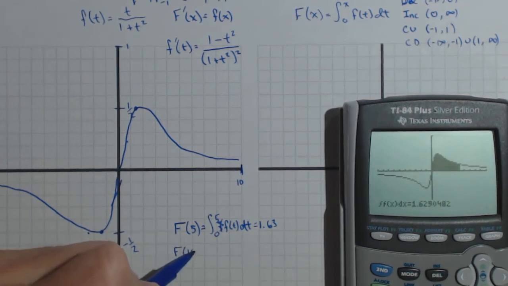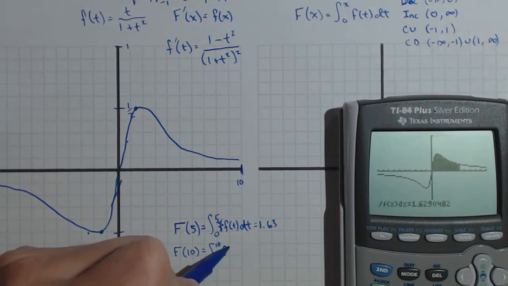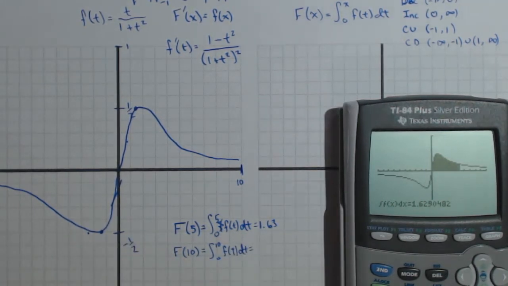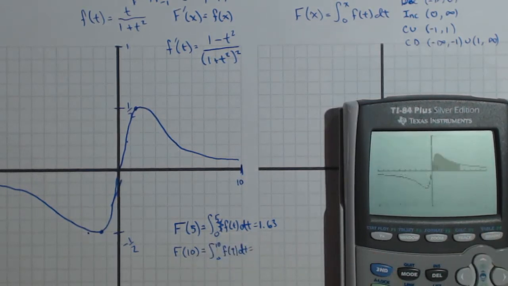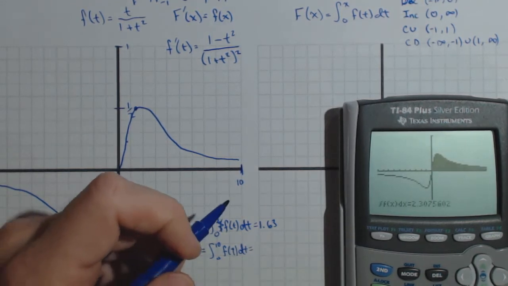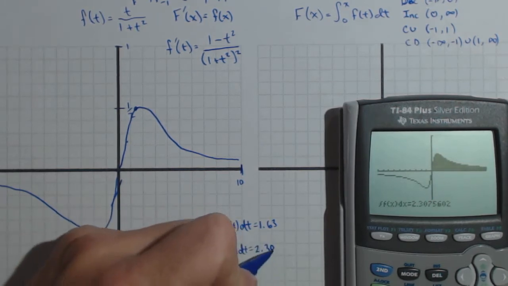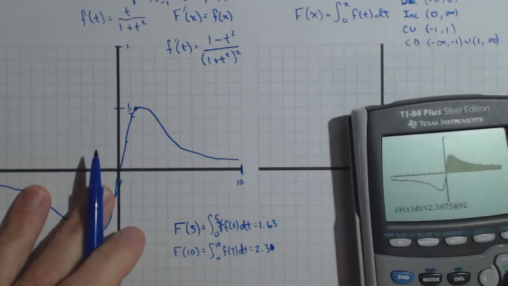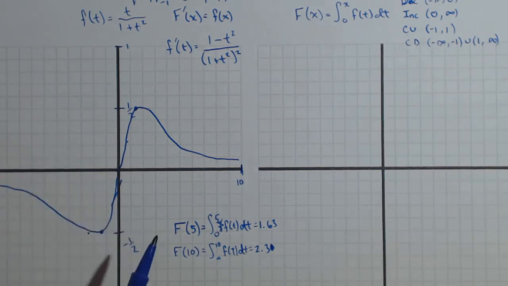F of 10 we can do very similarly. 0 to 10, and I recommend you try this. This is a great way to check your answers. We're still going to do these algebraically, but I think it's important that we have a way of using our technology appropriately. So 0 to 10, and it's 2.30, or 2.31, excuse me. Now, those are the only ones I'm going to calculate in this video because I think that's enough instruction on how to do it. It's very quick.